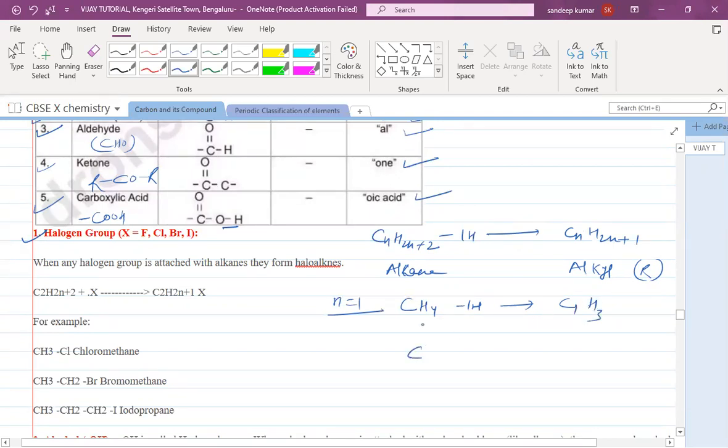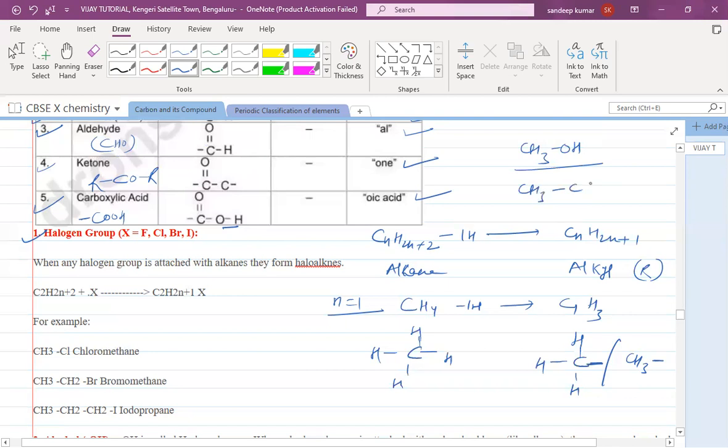As carbon is tetravalent, in methane four hydrogen atoms occupy the four places. But here carbon is also tetravalent with only three hydrogens, so there is a free valency. Any atom or group of atoms can come and attach here. For example, CH3 with OH attached is the functional group alcohol.